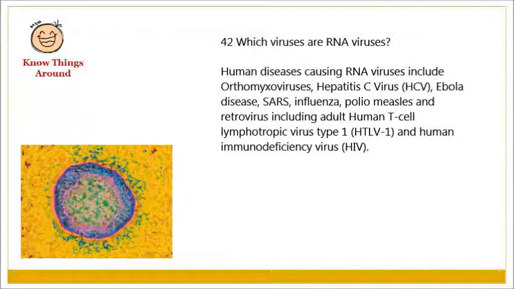The simplest viruses contain only enough RNA or DNA to encode four proteins. Which viruses are RNA viruses? Human disease-causing RNA viruses include orthomyxoviruses, hepatitis C virus, that is HCV, Ebola, SARS, influenza, polio, measles, and retroviruses, including adult human T cell lymphotropic virus type 1 and human immunodeficiency virus, that is HIV.